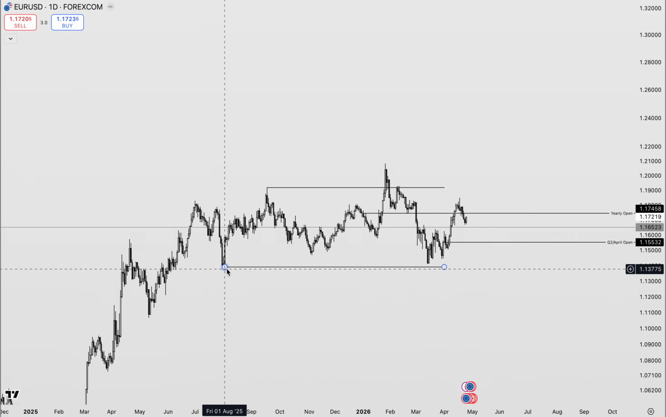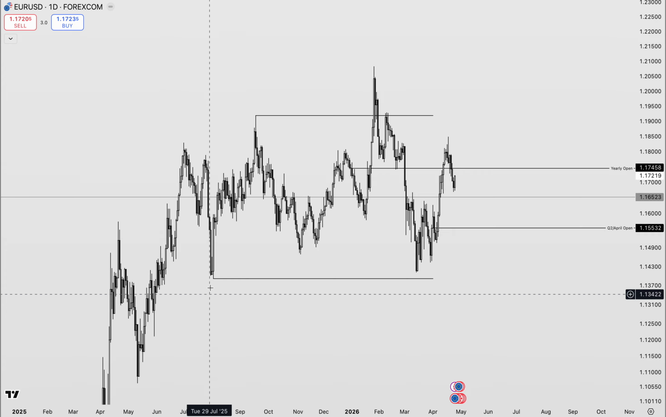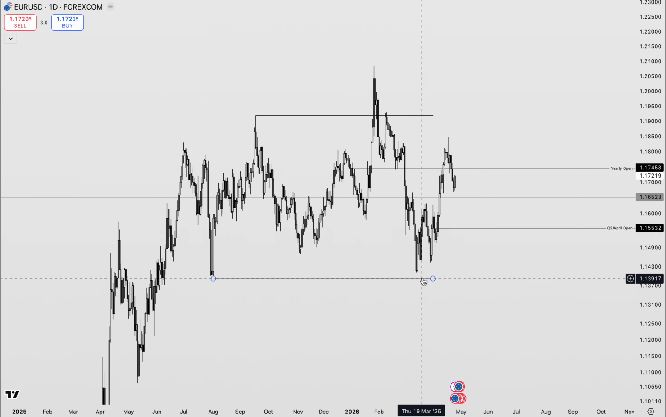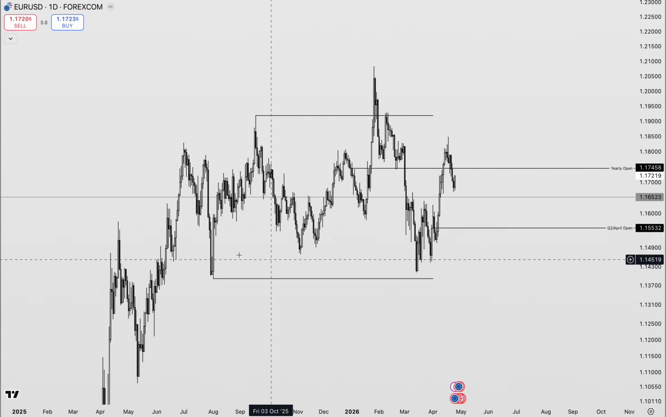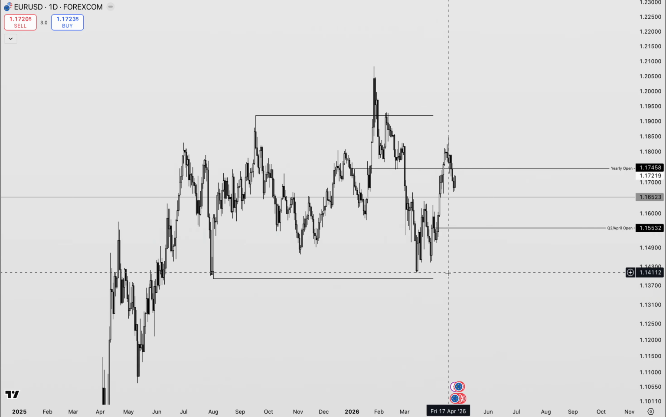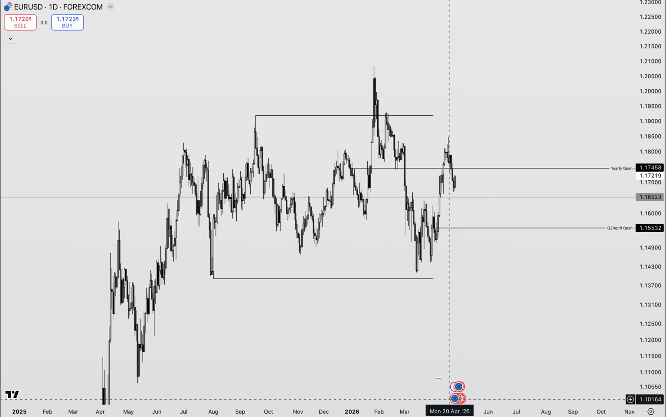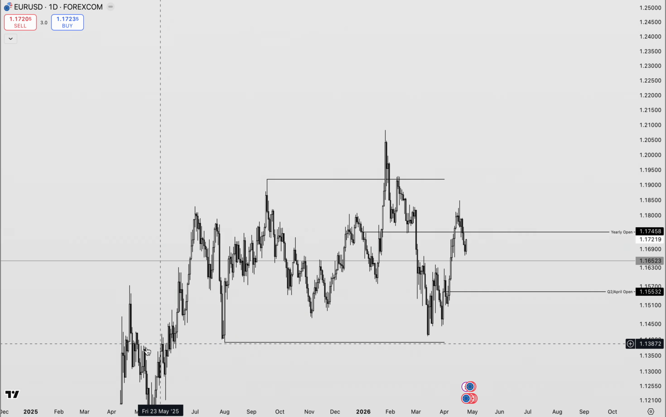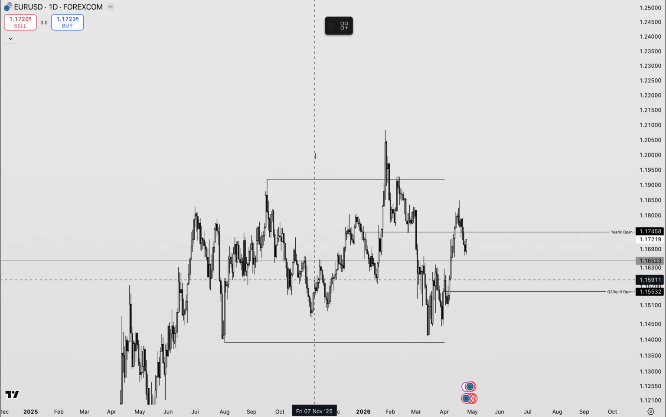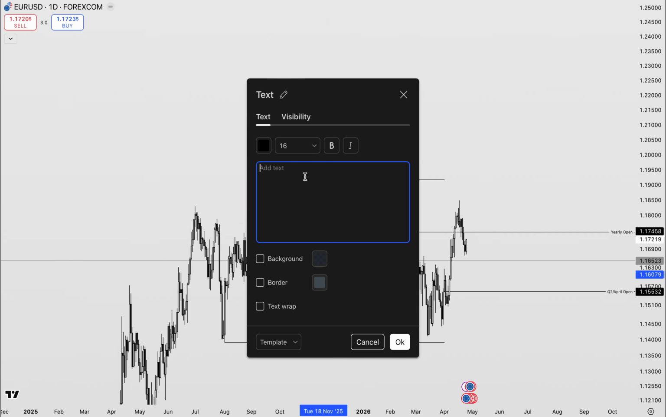The reason this low never got tapped is because of SMT with the dollar. So don't say it didn't work, because it did work. There was an SMT at the range low. Okay, so there's the time paired with price ranges, which is CRT. And those are the ones that I'm going to be trading.